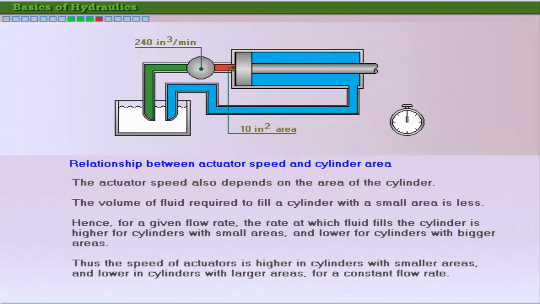The speed of an actuator also depends on the area of the cylinder. The volume of fluid required to fill a cylinder with a small area is less. For a given flow rate, fluid fills up a cylinder with a small area at a faster rate compared to a cylinder with a large area.